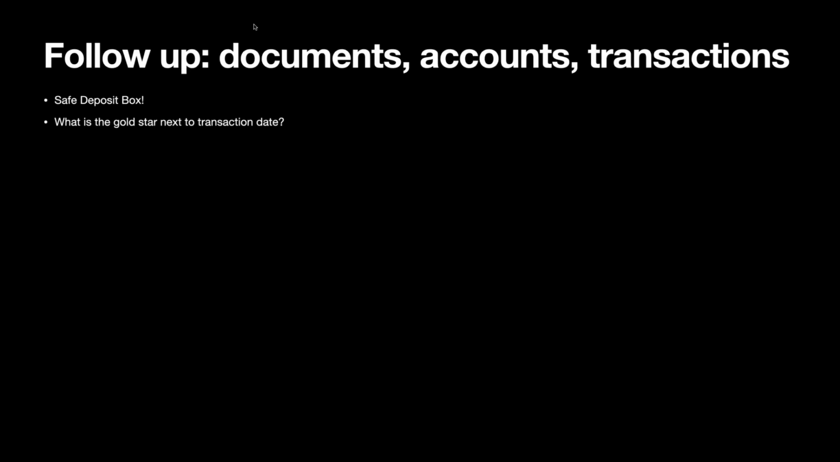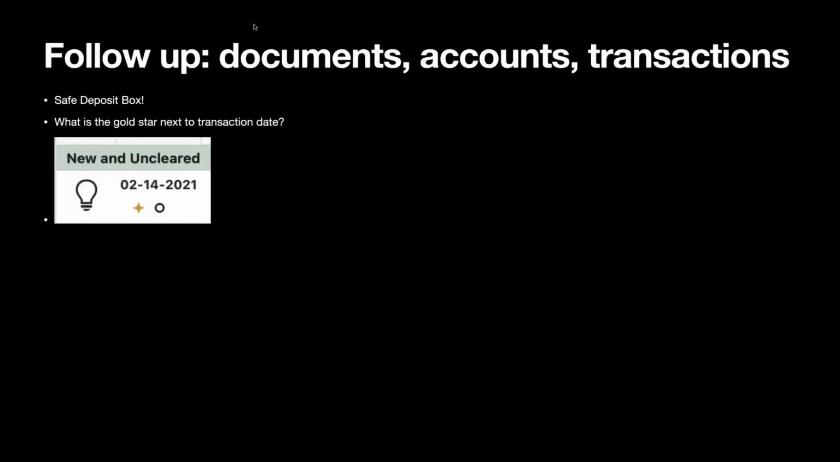Somebody wondered what is the gold star next to a transaction date that you see sometimes. That little gold star that you can see next to that circle appears when you have a transaction that is dated in the future. So in this example, this one is February 14th, 2021. It's only January right now, and so you get a little gold star to indicate that that's in the future.